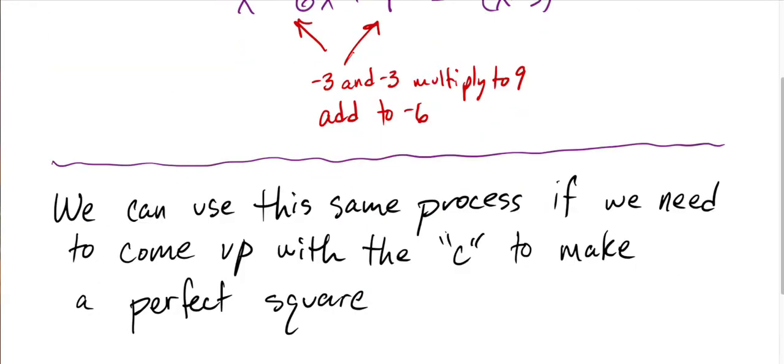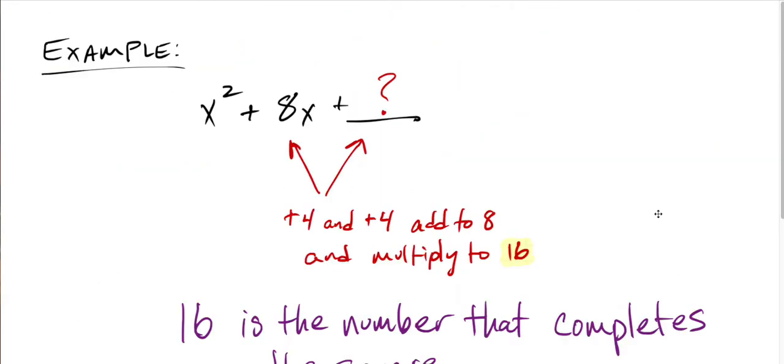That's what we're doing. So say we have one right here. You'll get something that looks like this: x squared plus 8x plus blank. And you're going to try to figure out a number that you would put in there, and the phrase they use is that it completes the square.